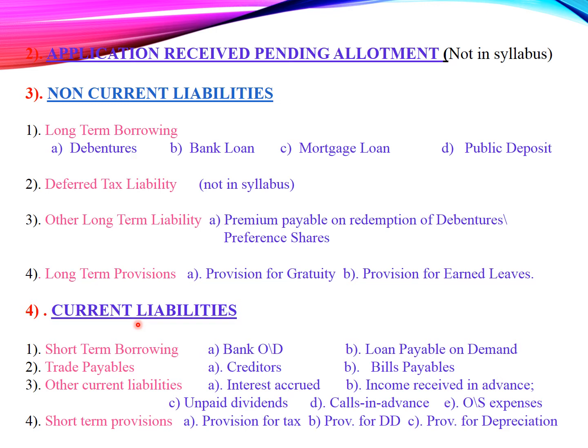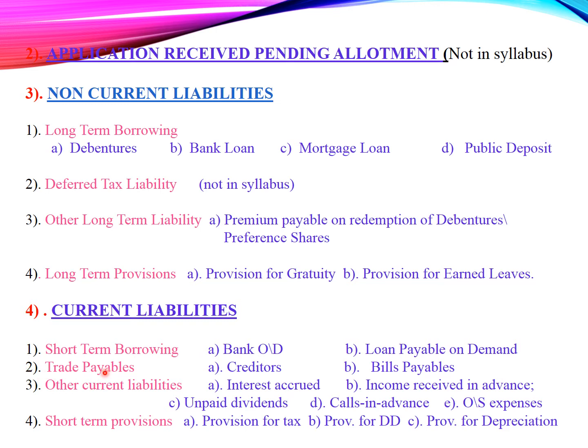Under this, our first subheading is short-term borrowings. Short-term borrowings include bank overdraft और loan payable on demand. कि कंपनी ने, फर्म ने कोई भी ऐसा लोन किसी भी थर्ड पार्टी से लिया है which has to be payable immediately whenever it is called upon. Therefore, its nature becomes short-term. Next, second subheading under current liabilities is trade payables. Trade payables generally include creditors and bills payable.